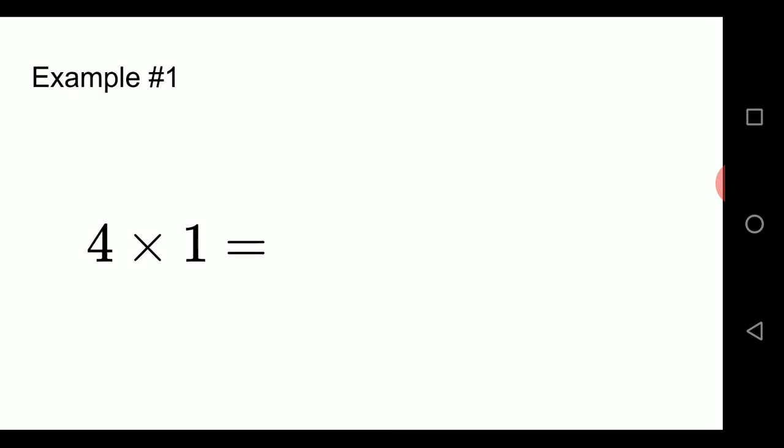Suppose there is an integer a and you multiply it with 1. Or if there is 1 and you multiply it with the integer a, if you change the order, still you are going to get the same integer. So this is the identity property. Whatever you multiply with 1, you get the same answer. So for example, if I multiply 4 with 1, or if I multiply 1 with 4, I'm going to get 4.